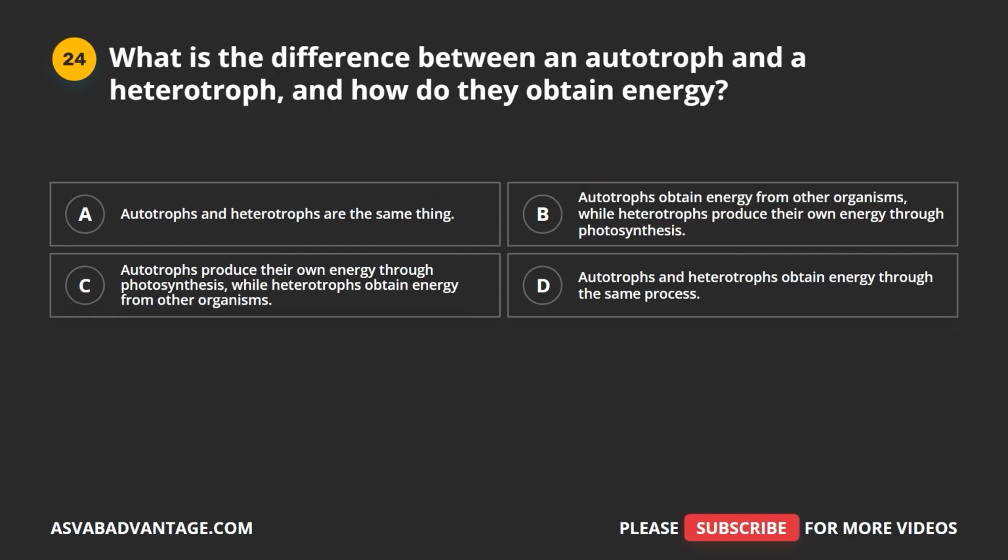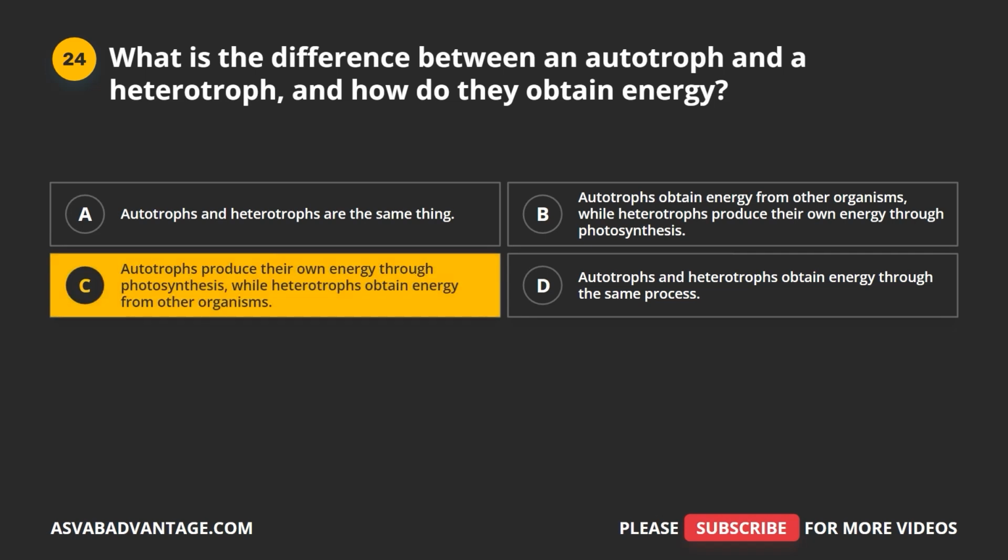Question 24. What is the difference between an autotroph and a heterotroph, and how do they obtain energy? A. Autotrophs and heterotrophs are the same thing. B. Autotrophs obtain energy from other organisms, while heterotrophs produce their own energy through photosynthesis. C. Autotrophs produce their own energy through photosynthesis, while heterotrophs obtain energy from other organisms. D. Autotrophs and heterotrophs obtain energy through the same process. The correct answer is C.